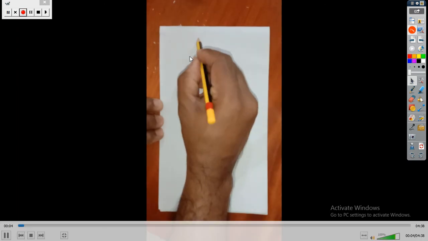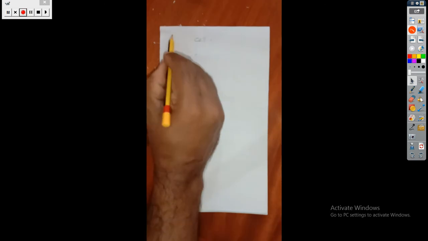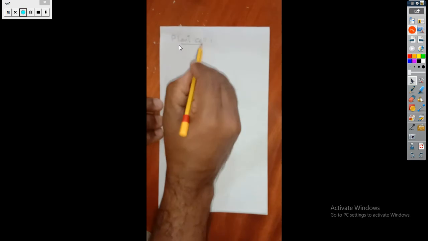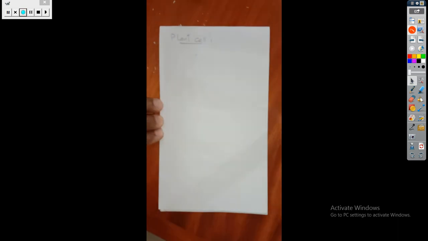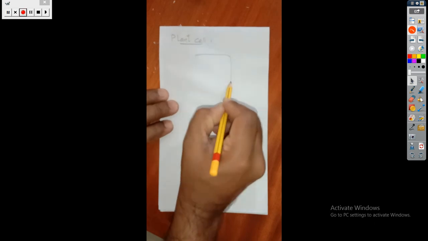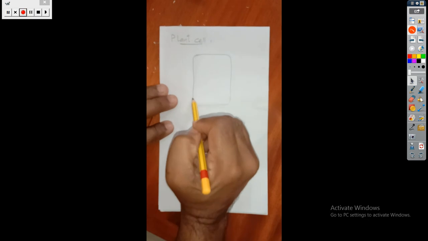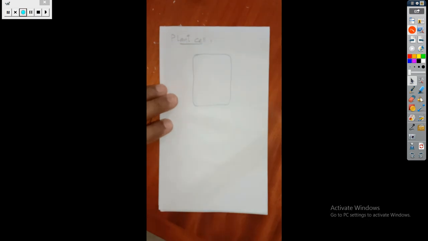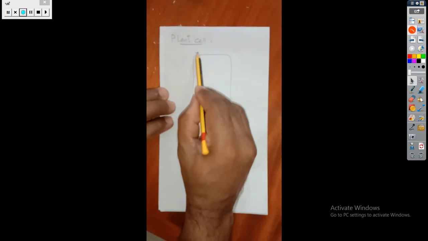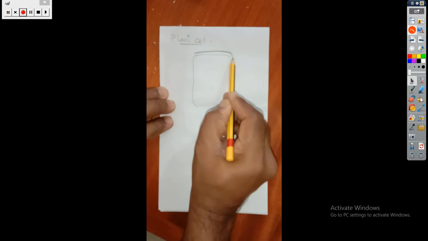Here we are trying to draw the plant cell first. Simultaneously I will draw the animal cell also, and then we can understand the difference between plant cell and animal cell. I am just drawing the outline of the plant cell. A plant cell usually has ridges, that means sharp sides, or it may be rectangular or polygonal in shape.